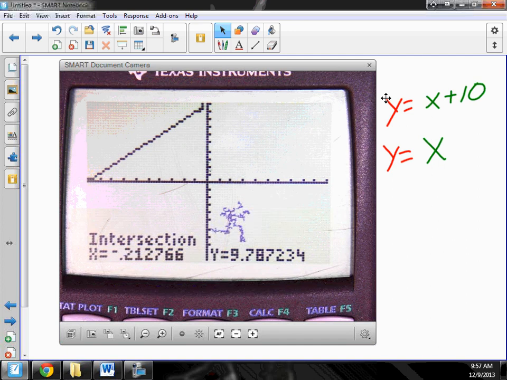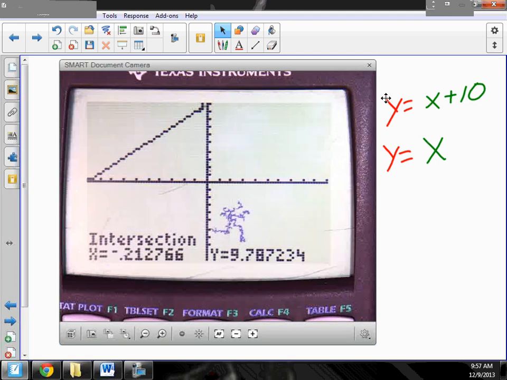Wherever your cursor is when you push guess, you're just asking the calculator, find the intersection closest to this set of numbers. Well, because it's the same line, anywhere that cursor exists will be the answer. So just because it gives you an intersection doesn't mean that's the answer, because no matter what intersection you look for, you're going to find it. So this one's infinite solutions. Okay?